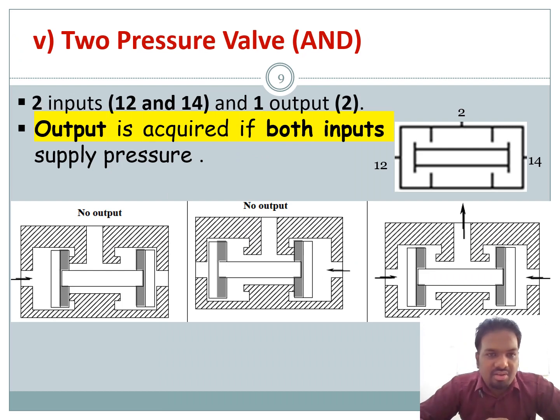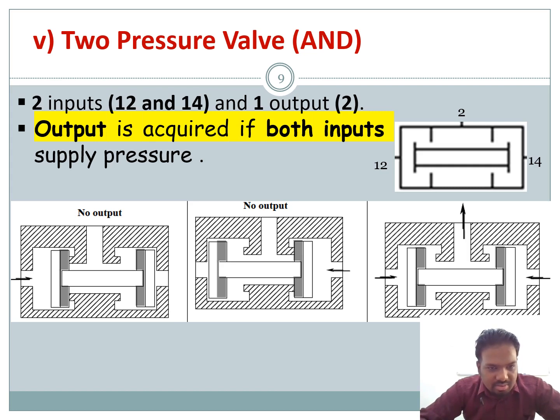Okay, then we move to the fifth type of non-return valve. We call it a two-pressure valve. So the two-pressure valve is practically acting as an AND gate. With an AND gate, we know that you have two inputs that must be present in order to activate. So this is the symbol. You have two ports, port 12 and also port 14. This is your output. So two inputs and one output. In order to have a flow to the output, input from port 12 and also 14 must be present.